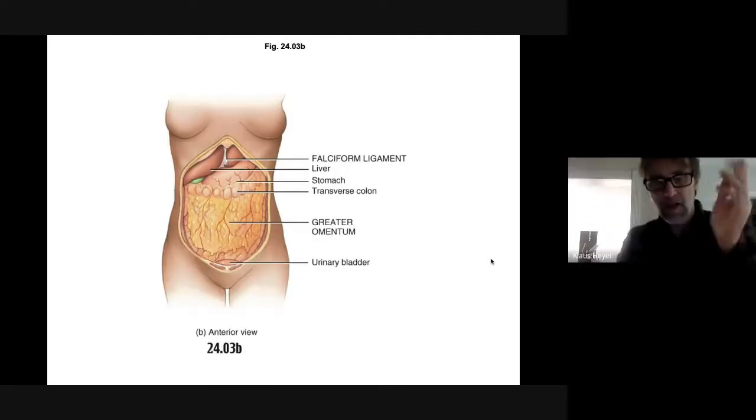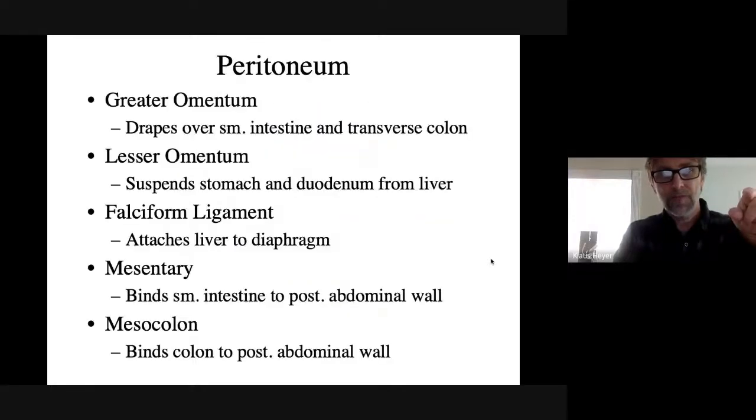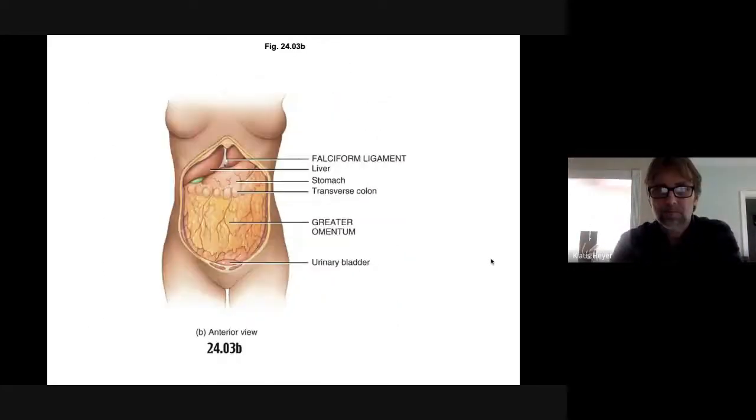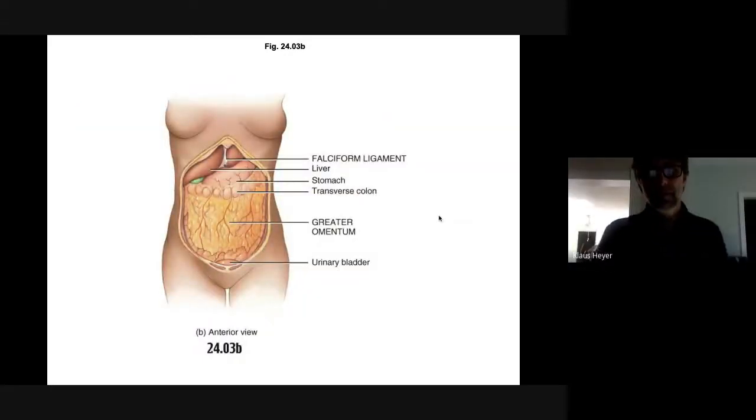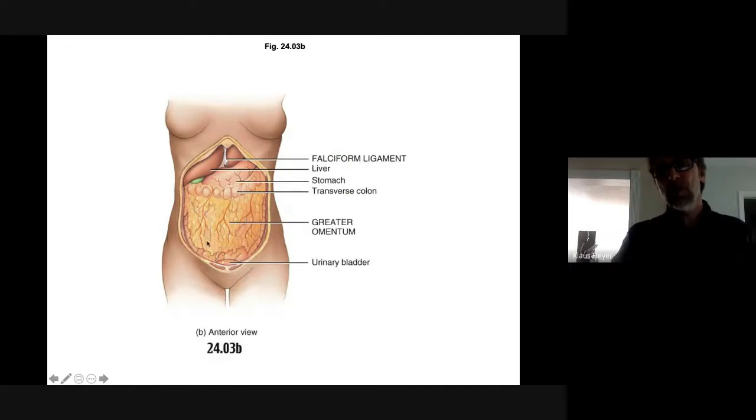So I got them all on one slide, so let me show you. Now I'm going to move back and go through them. And I'll go back to this slide in case you're somebody that writes things down. Let's look at them. Well, let's start with this big one, the Greater Omentum.